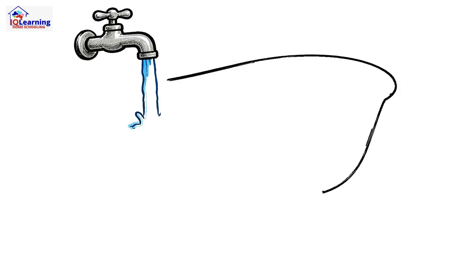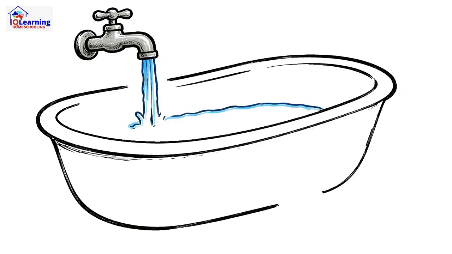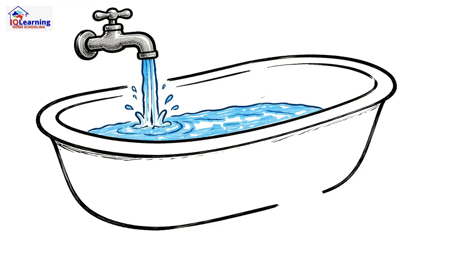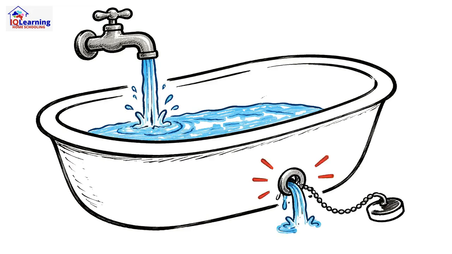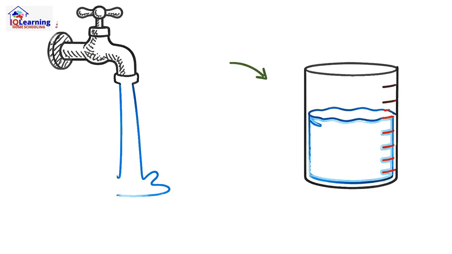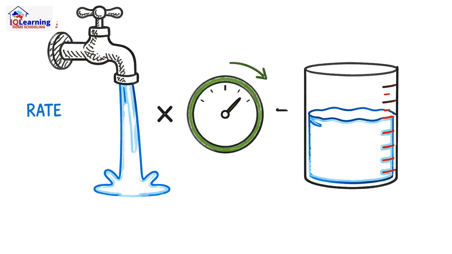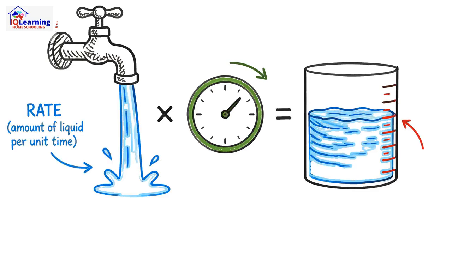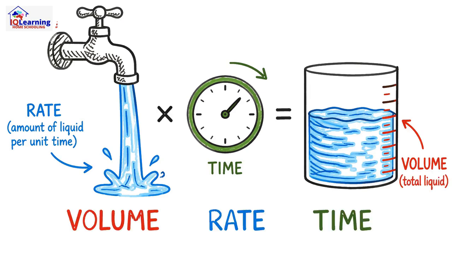Ever tried filling a bathtub with a loose plug? You can see the water pouring in, but the level rises so slowly. That's a real-life capacity problem, and it's all about understanding flow rate, how much liquid moves over a set amount of time. The basic math is simple. Total volume equals rate multiplied by time.